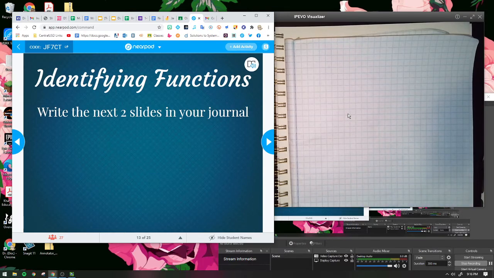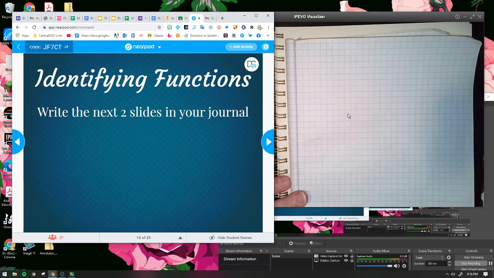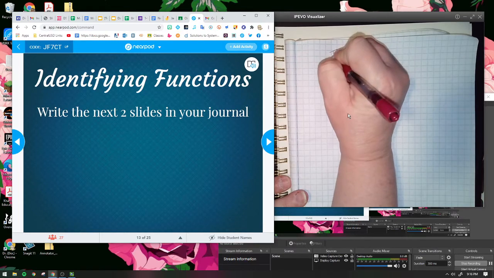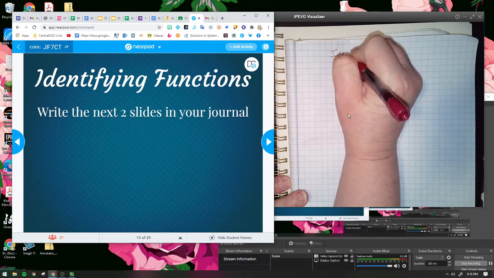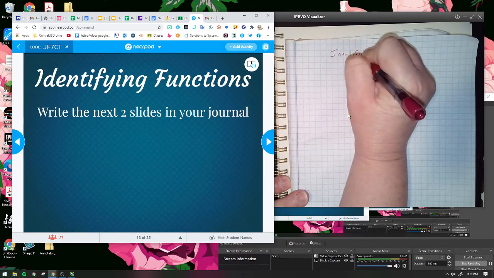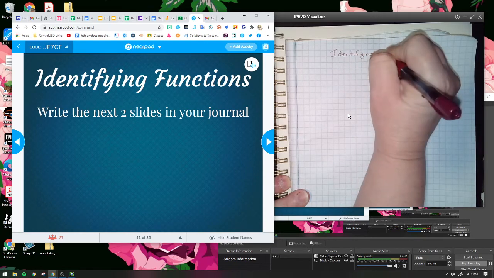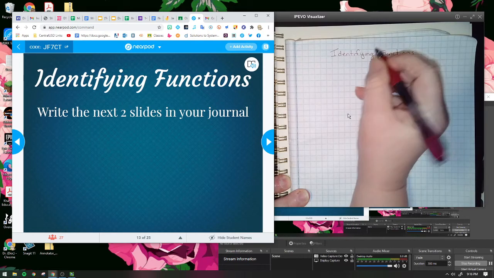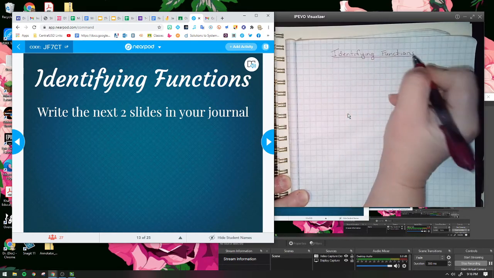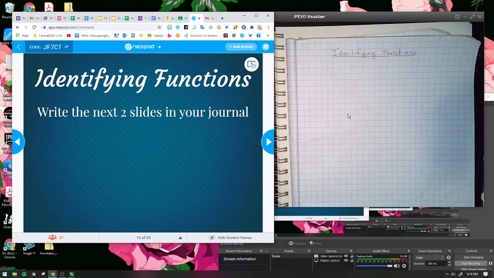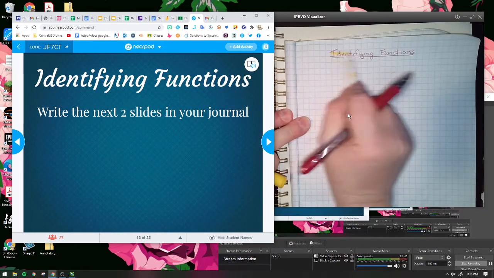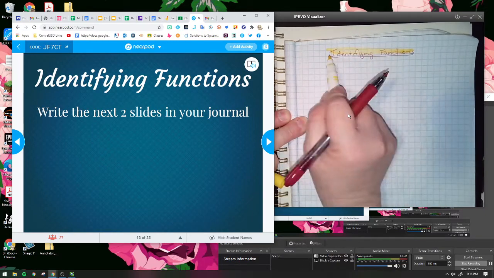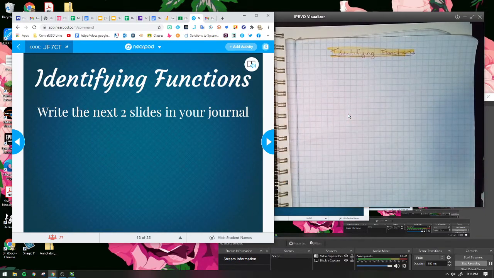We're starting with identifying functions. That is our title. Identifying functions. And I'm highlighting them. I've mentioned that several times. You want to get some extra points? That's a good way to do it. So this is identifying functions.